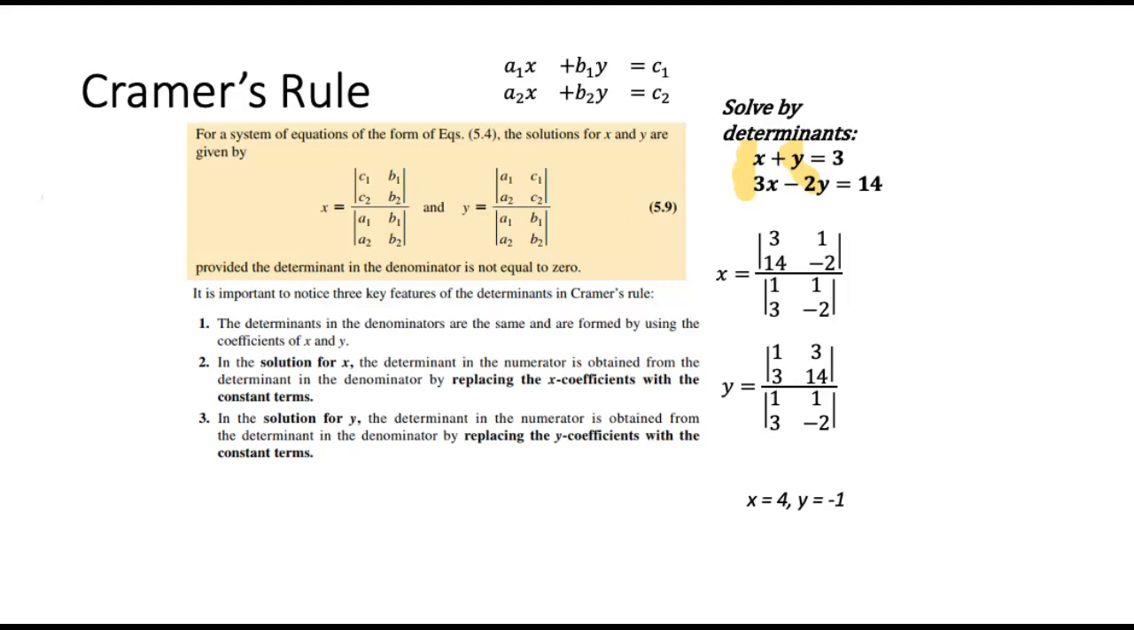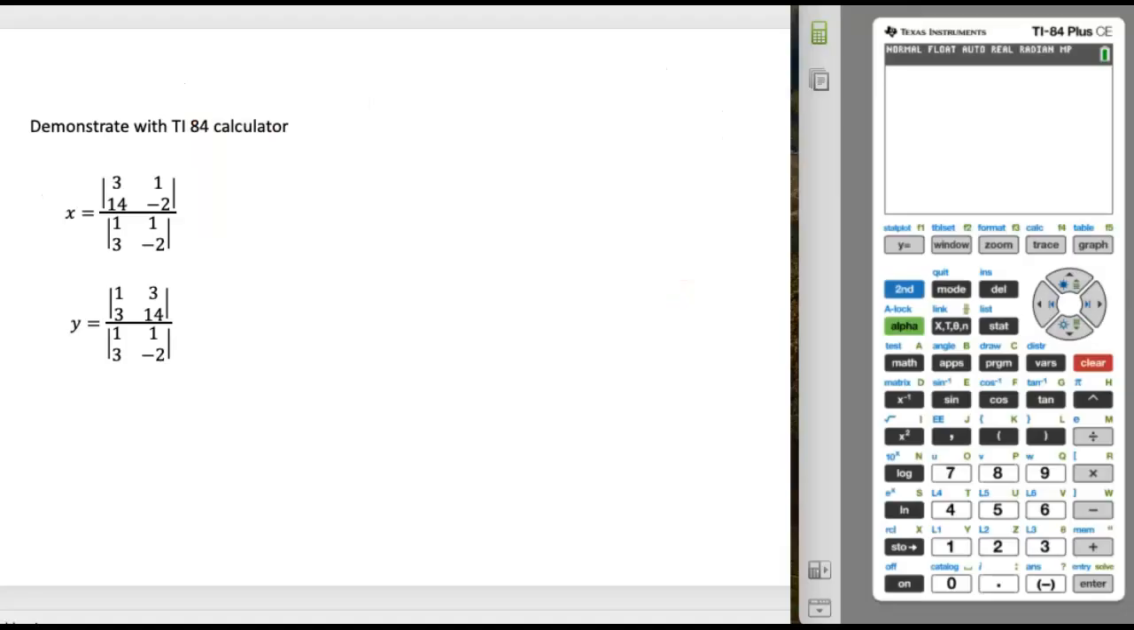And then when we do the calculations and we solve, we find out that x is equal to 4 and y equals -1. Now, what I'd like to do is show you how to do this on the calculator. Okay, so looking at this system with the calculator in hand, we're going to see if we can figure out our values for x and y.